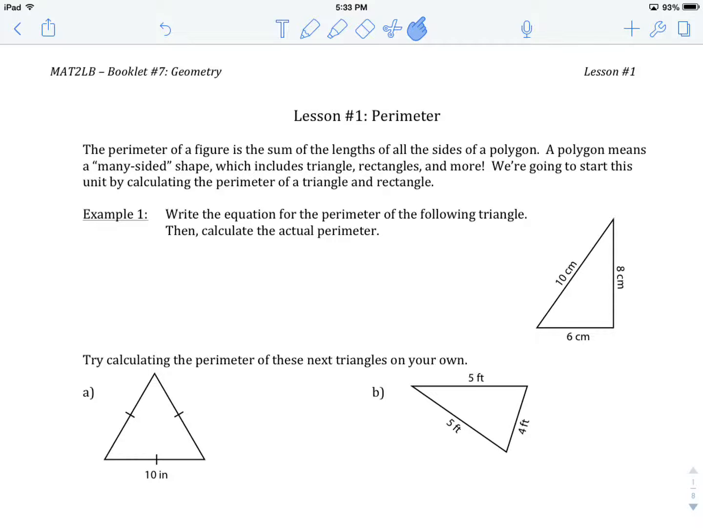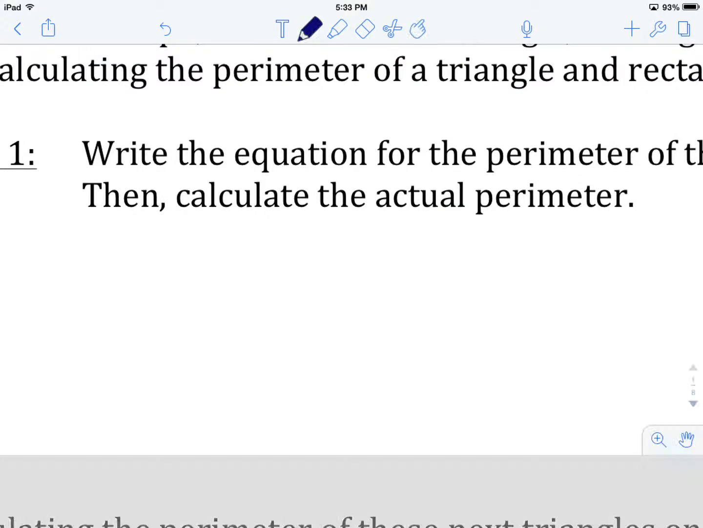So let's start with example 1. It deals with triangles. So in example 1, write the equation for the perimeter of the following triangle and then calculate the actual perimeter. So let's start by writing out an equation. An equation has an equal sign. So we're going to say the perimeter will be equal to side 1 plus side 2 plus side 3 because there are 3 sides in our triangle.